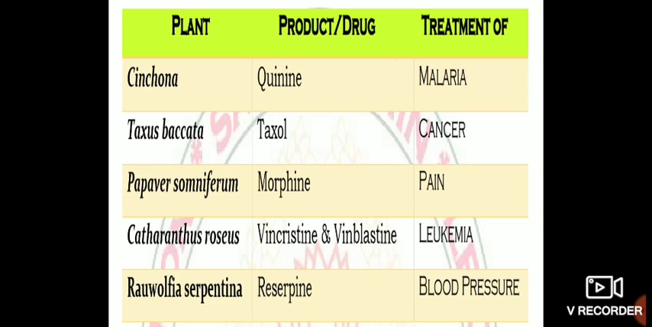Then we have Catharanthus roseus. It yields two compounds, vincristine and vinblastine. It is effective against leukemia, which is a form of cancer. Then we have Rauwolfia serpentina. It yields reserpine, and this reserpine is used as a pressure control agent. It controls our blood pressure.